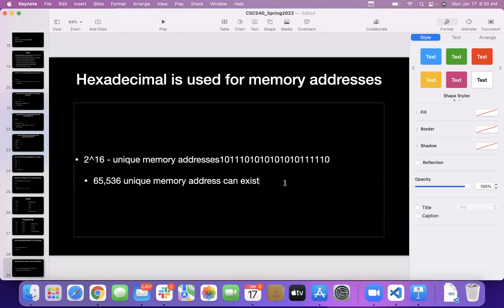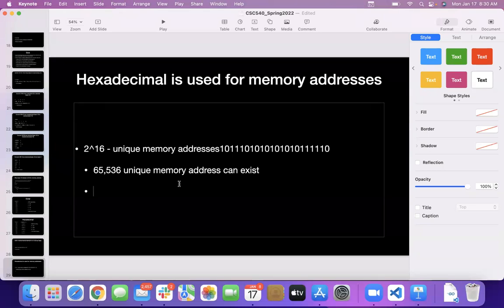Now we can decide how much we want to store at each one of those addresses. In the worst case scenario, we can't store any less than this because of how memory works. We can store 1 byte of information at each of those buckets. So that means we have 65,536 bytes of information. Unique memory addresses also means 65,536 bytes of info in total.